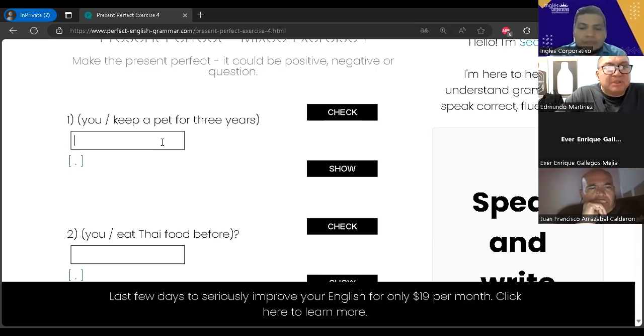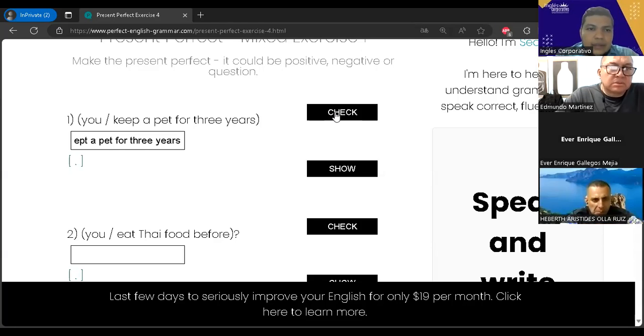You have kept a pet for 3 years. Very good. You have kept, which is past participle. You have kept a pet for 3 years. Let's see if this is correct so we can check it. All right. Yeah, you were right. The website says the answer is correct.